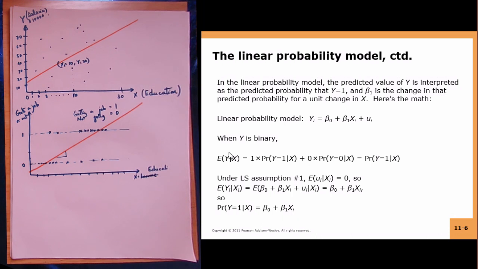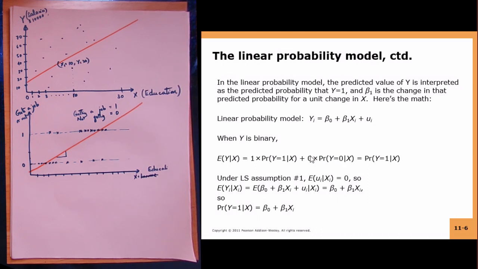And if this is a probability that y equals 1, then the expected value of y given x is the different values of y multiplied by the probability of that value happening. So what are the two values of y over here? One value is 1 and one value is 0. And 1 multiplied by the probability that y will take a value of 1 given x, plus 0 multiplied by the probability that y will take a value of 0 given x.